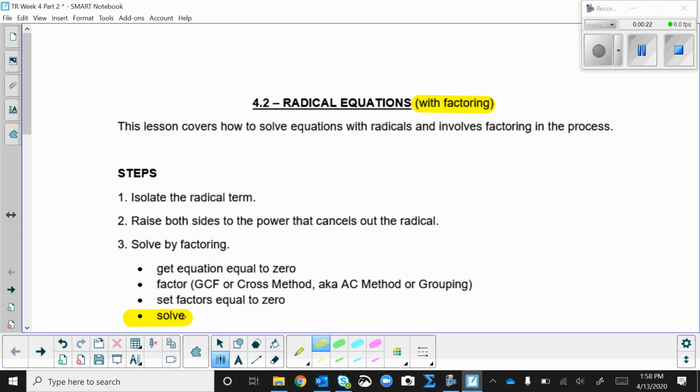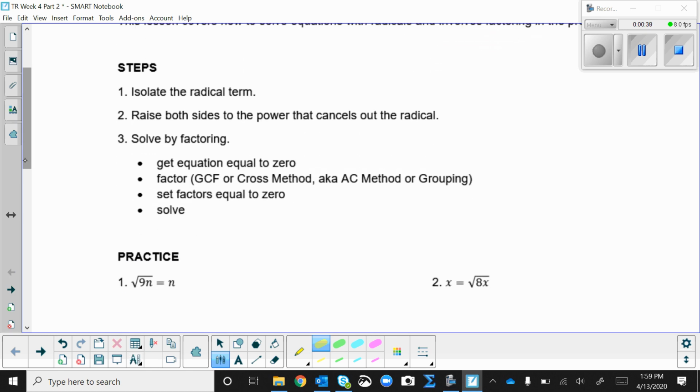And so even though the steps themselves are exactly the same, step 1, isolate the radical term. Step 2, raise both sides to the power that cancels out the radical. And step 3, solve by factoring. You'll notice that step 3 has some additional things that the last lesson did not. The first is a breakdown of how to solve by factoring.